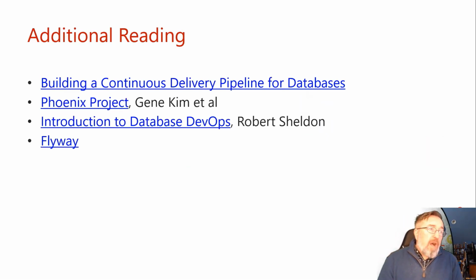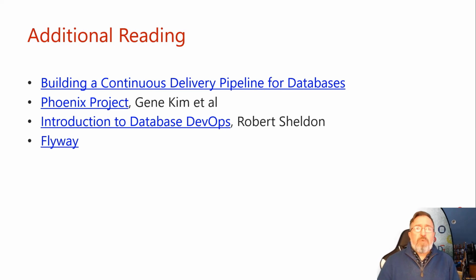Now, some additional reading. There's a lot of stuff going on, a lot of things we're talking about here, but AWS published a little over a year ago a guide on how to do a continuous delivery pipeline inside of databases. And it's a really good document on AWS. It's very, very useful. So I would recommend you read that.